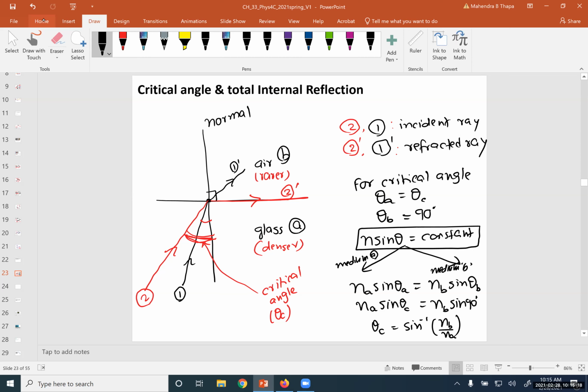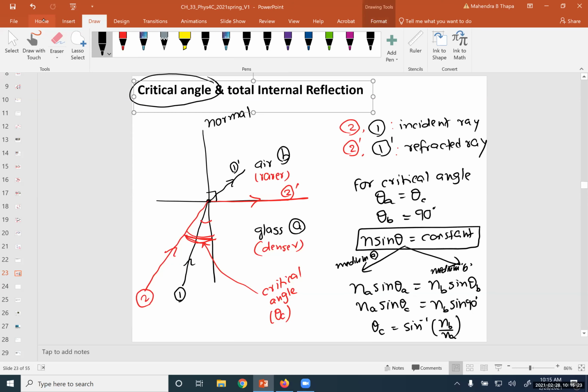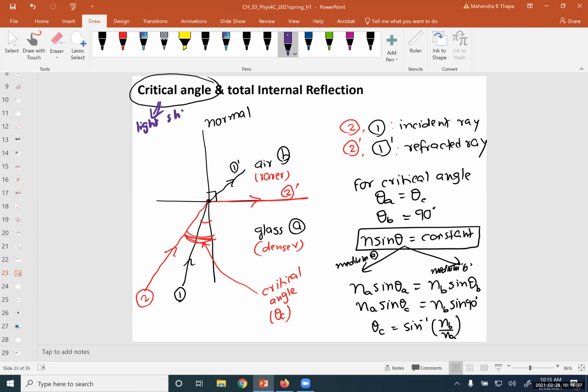So you see that to have the critical angle, light must pass from denser to rarer medium. So to have a critical angle, light should pass from denser to rarer medium. It must pass from denser to the rarer medium.